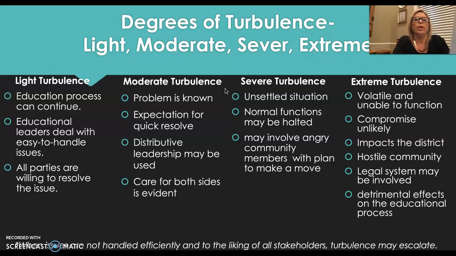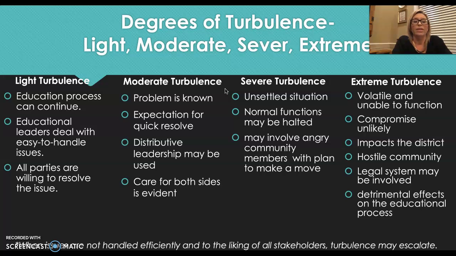The turbulence theory is comprised of four degrees of turbulence: light, moderate, severe, and extreme. When light turbulence is present, the education process can continue while educational leaders deal with the easy-to-handle issues. All parties are willing to work together to resolve the issue. Moderate turbulence occurs when a problem is known by many with the expectation that it will be resolved quickly. The educational leader may use distributive leadership to make decisions and solve the problem, and care for both sides is evident to all. In times of severe turbulence, the normal functions of the school may be halted due to an unsettled situation.